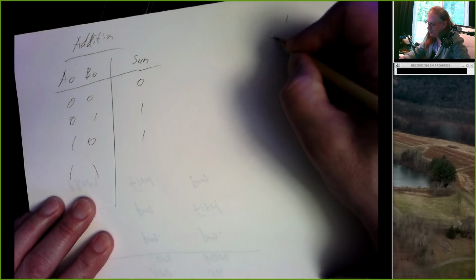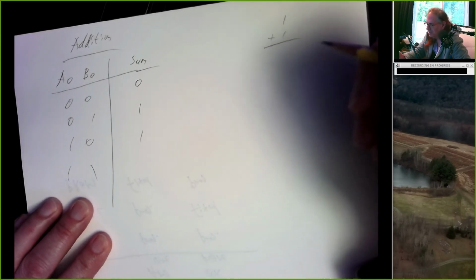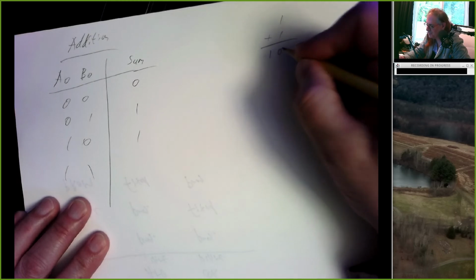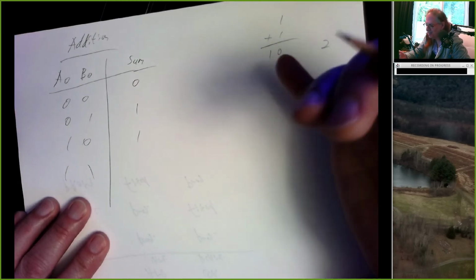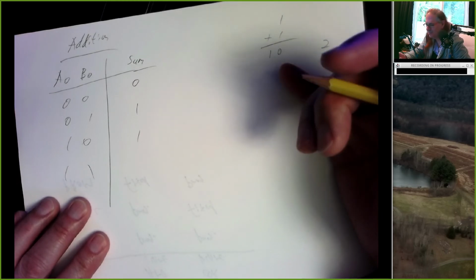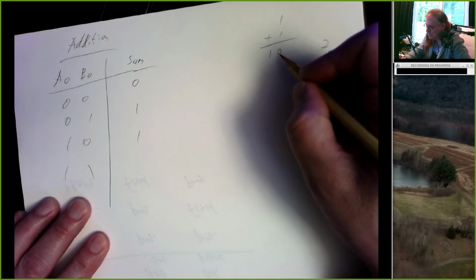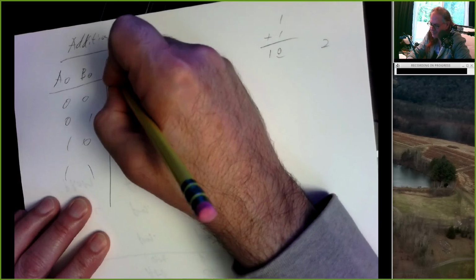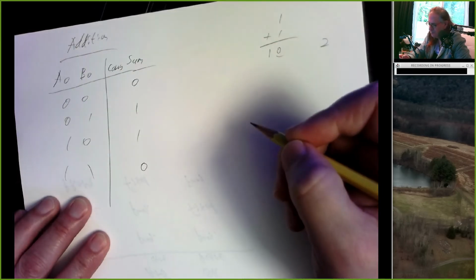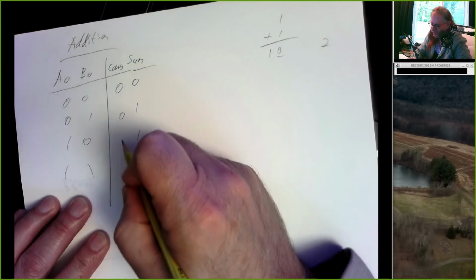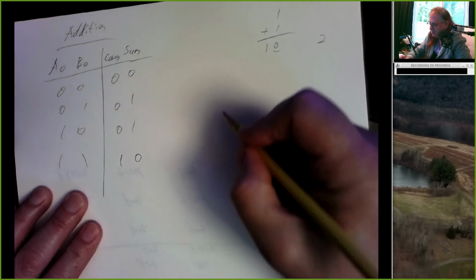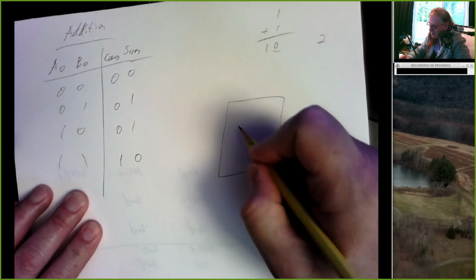If I do 1 plus 1, I should get the number 2, which in binary looks like this. I can't express 2 with a single bit. My sum bit would end up being a 0, but I would also have a carry, which in these cases is a 0, but in this case is a 1. So my 1-bit adder looks like this.